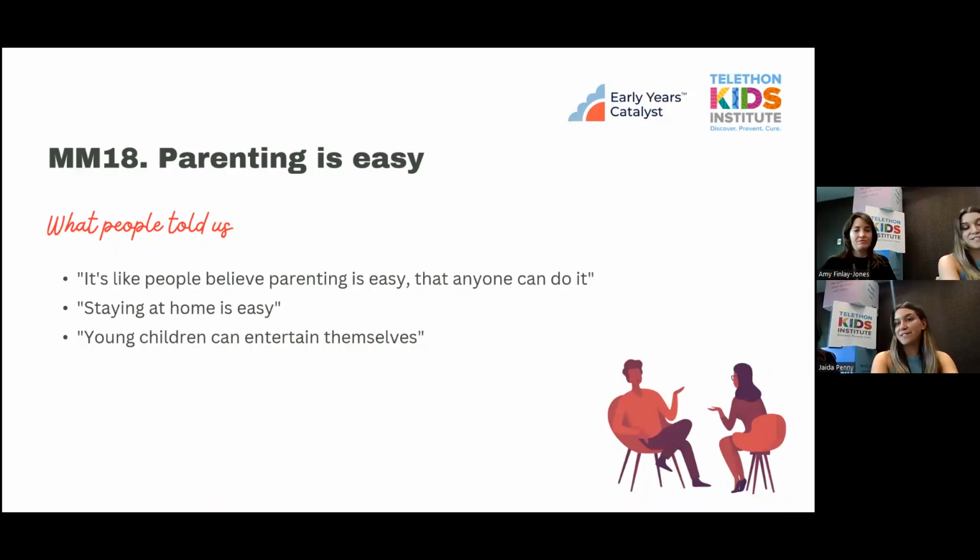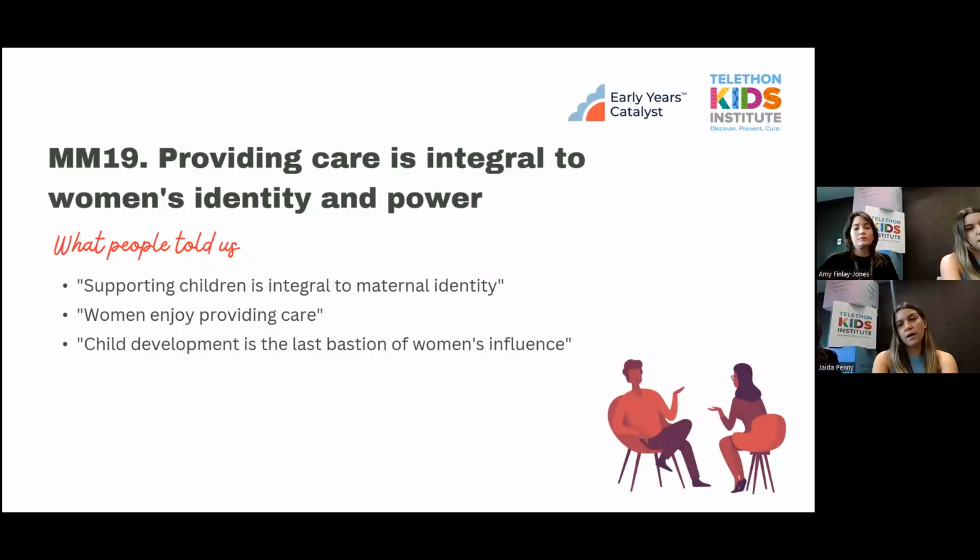So this mental model that parenting is easy takes an individualistic frame towards parenting that suggests it should come naturally and easily to those who are seen as good parents and those seen to love their children enough. It's like people believe parenting is easy, that anyone can do it. Staying at home is easy, and young children can entertain themselves. This mental model, providing care is integral to women's identity and power, frames the provision of care as something that is innate to women. So supporting children is integral to maternal identity. Women enjoy providing care, and child development is the last bastion of women's influence.